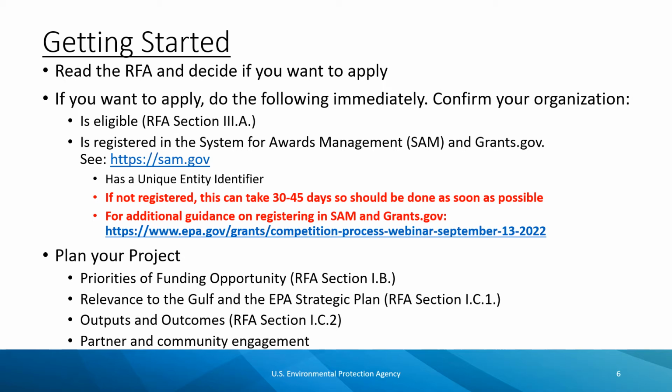EPA Strategic Plan linkage information can be found in Section 1C1. As you are planning your project, be sure to consider the outputs and outcomes you expect from your project and how those will be identified in your application. Partner and community engagement are very important. Plan early to make sure partners are committed to their role in the project.